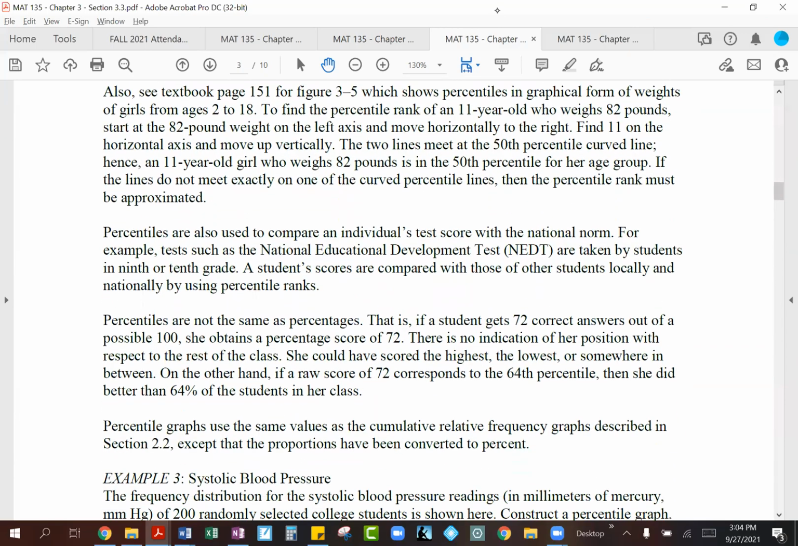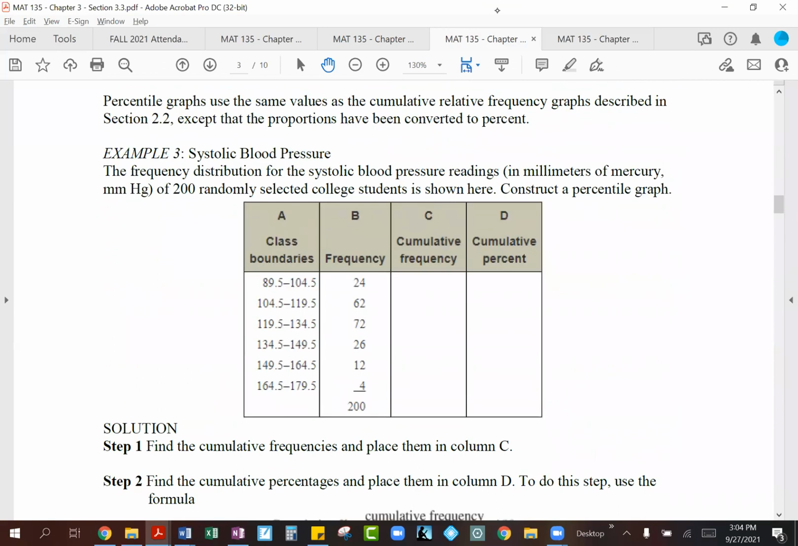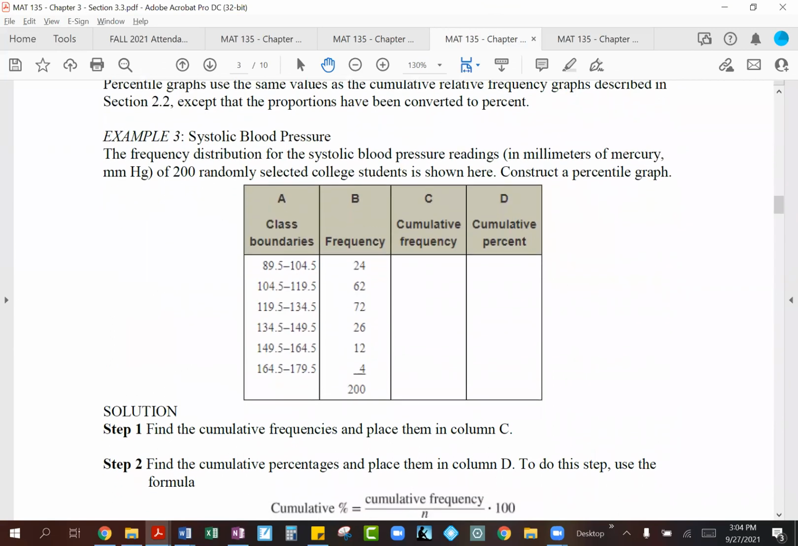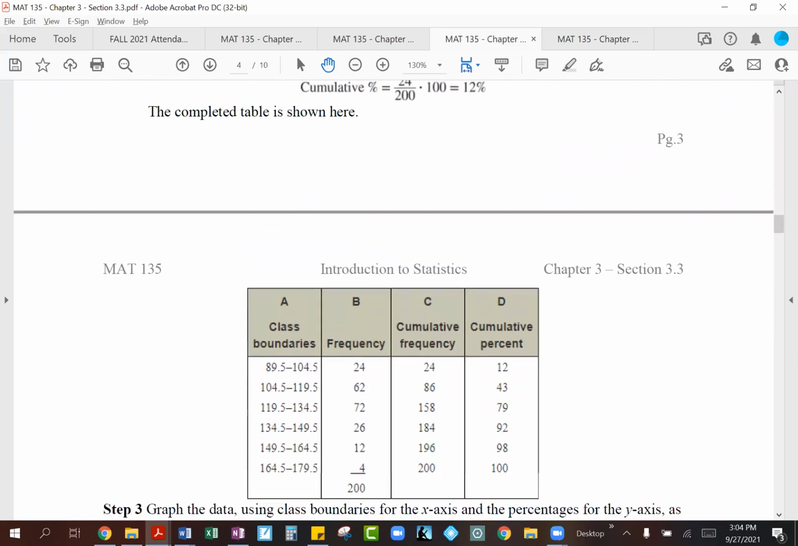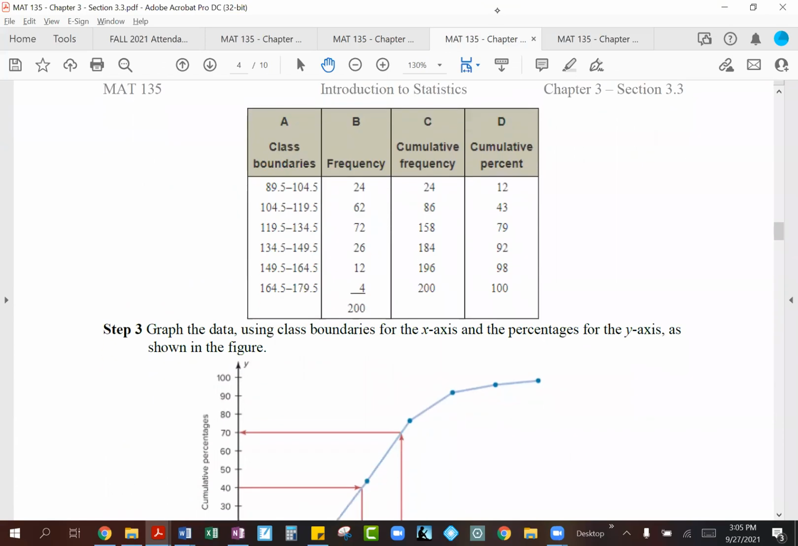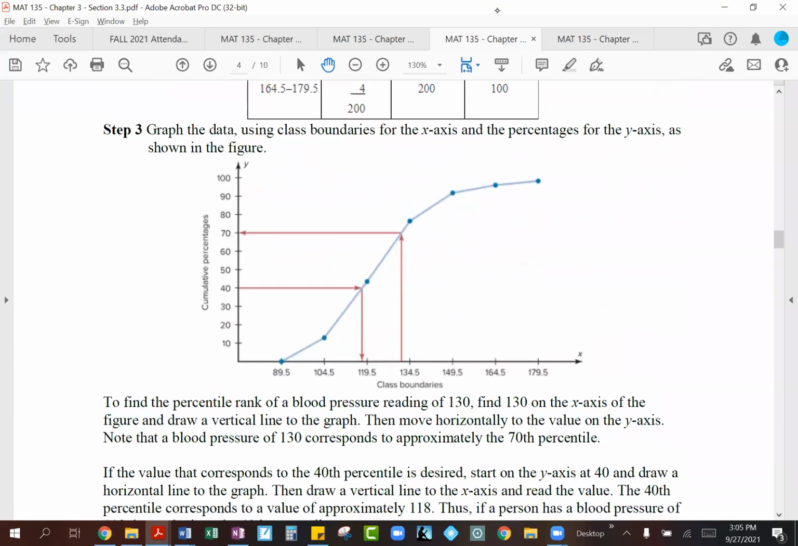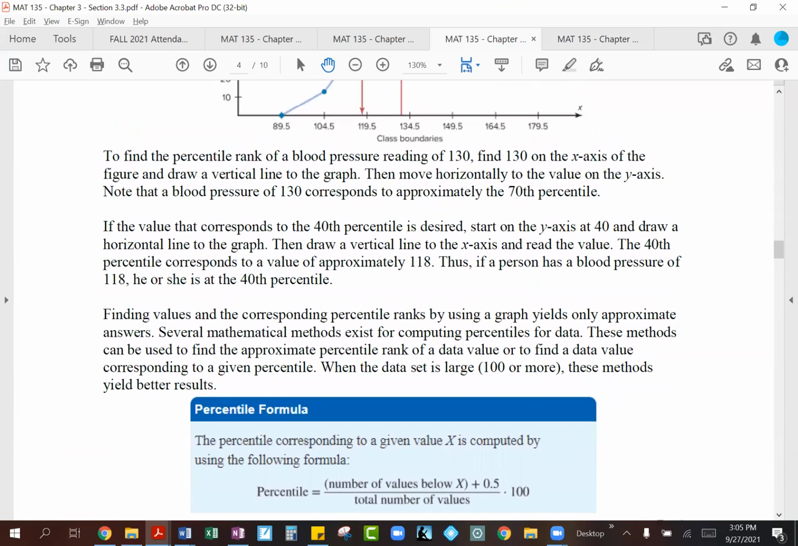But basically the idea is, you can go through and look through some of these explanations over here. They're talking about the growth of a person and that kind of thing, just different examples. But this one over here, you can see the systolic blood pressure example, and they go through completing our distribution table using cumulative frequency and cumulative percentages, and they actually come up with this percentile graph over here.